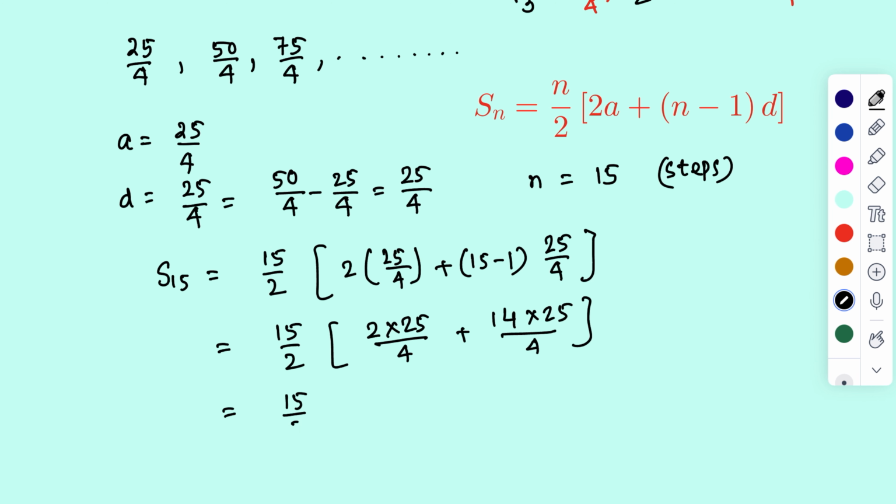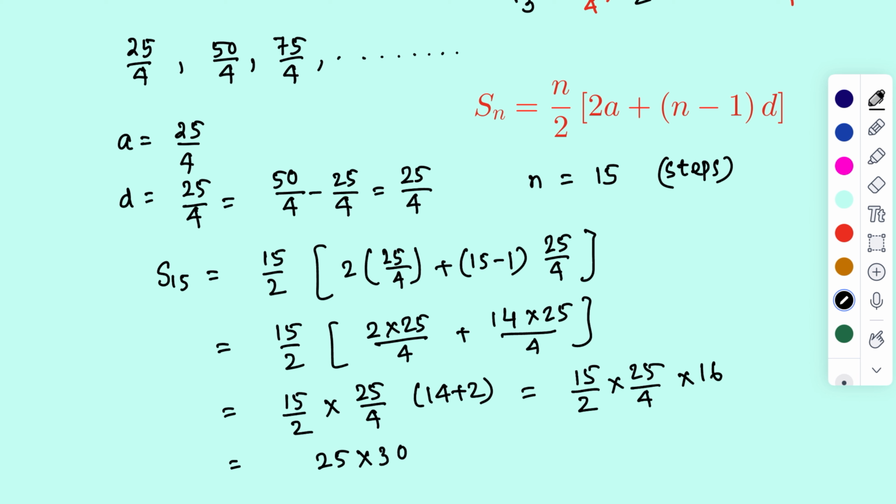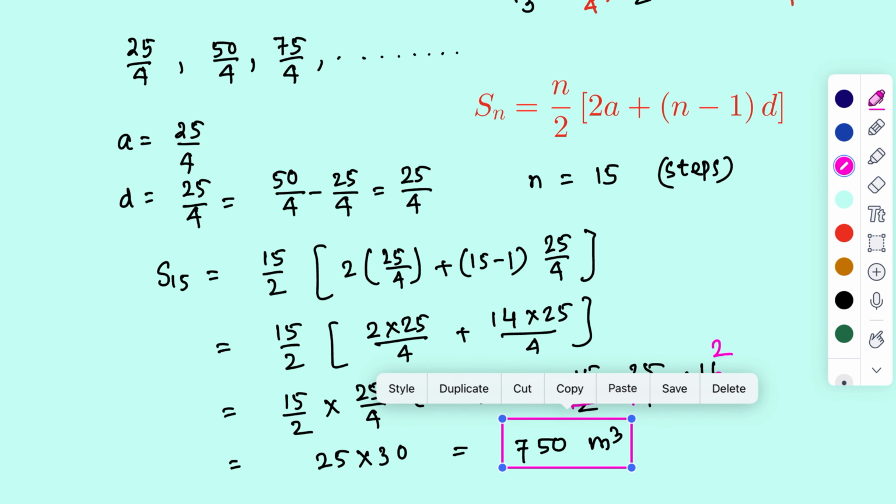Or we can write this as 15 by 2 into, if we take 25 by 4 as common, we will get 14 plus 2. Or this is equal to 15 by 2 into 25 by 4 into 16. So this will be equal to 25 multiplied by 30, because it will cancel out. That is 750 meter cube. This much concrete is needed.